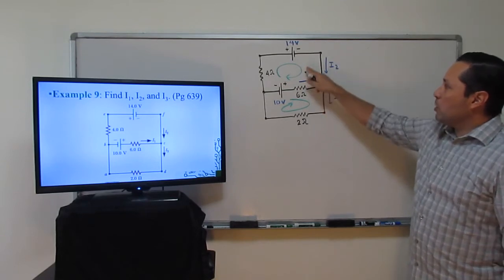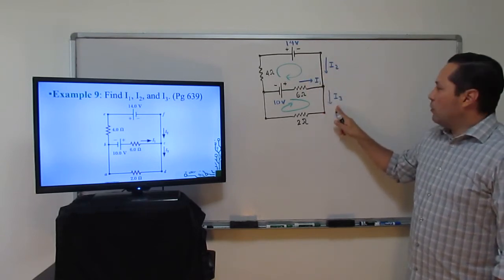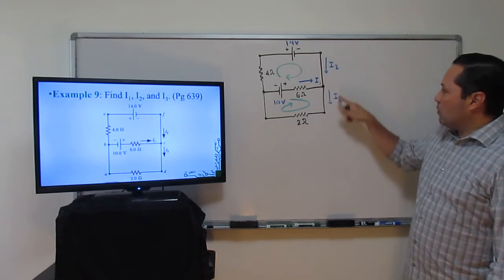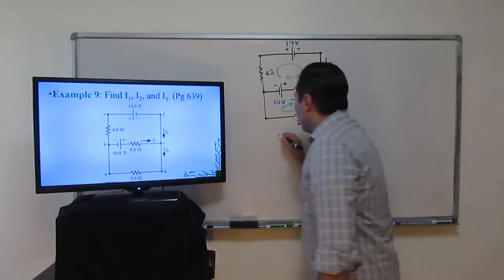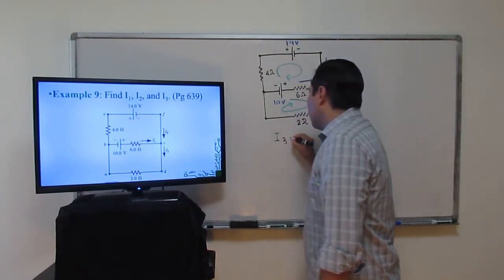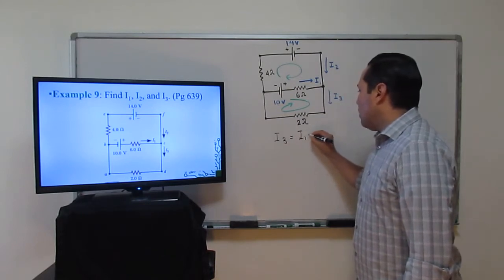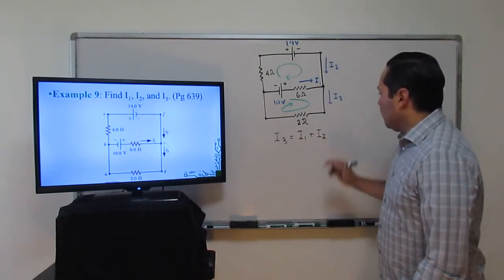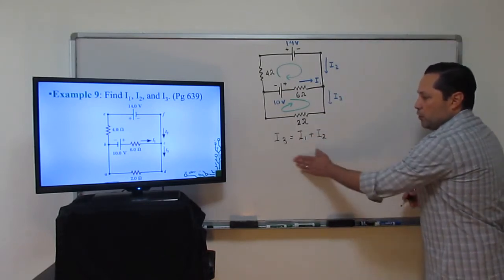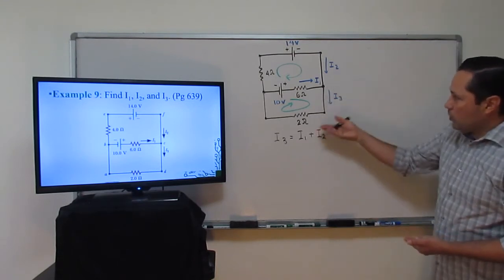Alright, so let's begin by looking at the junction rule here between I1 and I2. Notice that they come together, or combine, to give you the current I3. So we're going to say I3 is equal to I1 plus I2. That's going to be our first formula that we're going to use for this problem.